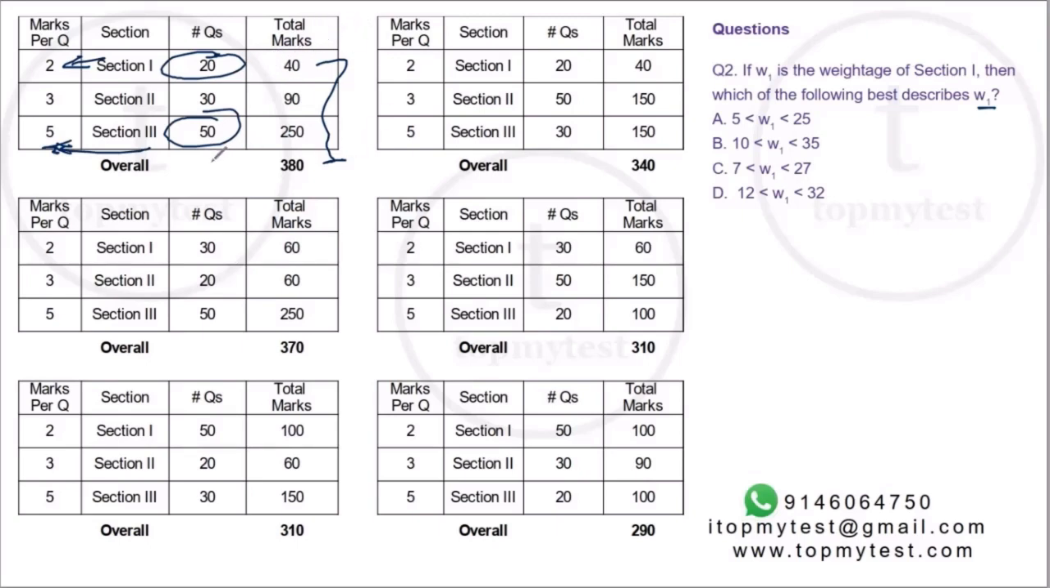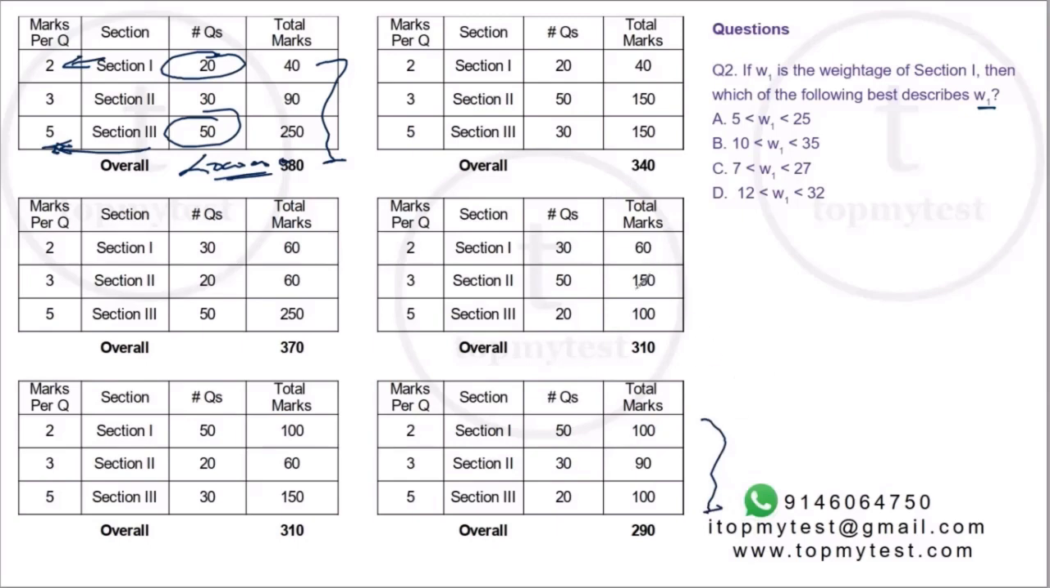So this will be the lowest, right? This will be the lowest, and the highest will be here. The highest number of questions are allotted to the lowest marks, whereas the lowest number of questions are allotted to the highest marks. So the relative importance of the lower marks questions becomes more than versus other cases. So this will be the highest, right?